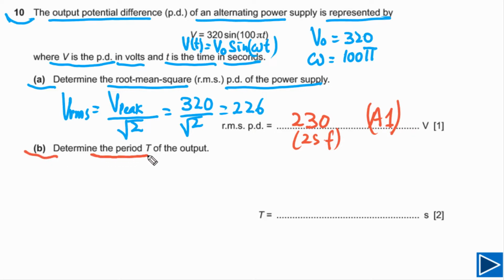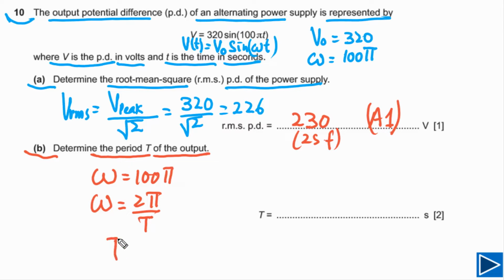For part B, we need to determine the time period of the output. What value of omega do we have? Omega is equal to 100 pi. And omega is also equal to 2 pi over T. This is the formula to calculate omega. We need to find the value of T. So we can simply say T will be equal to 2 pi over omega.